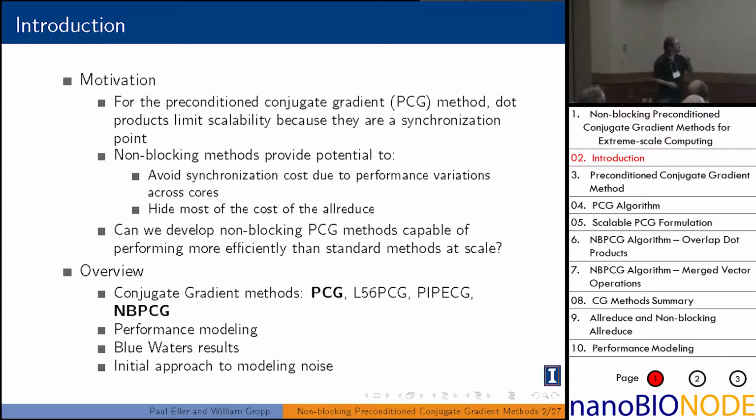So to give you a quick overview of this, I'm first going to go over some conjugate gradient methods that we looked at. In particular, I'm going to go into a bit more detail on PCG and NBPCG, which is a non-blocking method we've been working with a lot. I'm going to go over some performance modeling for these methods so that we can better understand how they should ideally perform. And then go over some results on Blue Waters. And finally, go over an initial approach we have to modeling noise with our model.